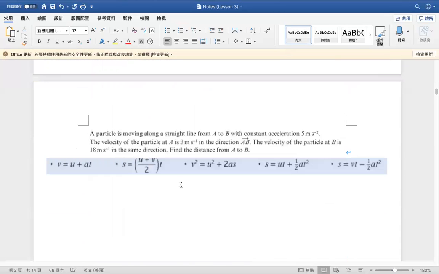Next one. So this one, we have a particle moving along a straight line from A to B with a constant acceleration 5 meters per second squared. And the velocity at A is 3 meters per second in the direction AB. So that means the particle is going from A to B. And then the velocity of the particle at B is 18 meters per second in the same direction. Find the distance from A to B.